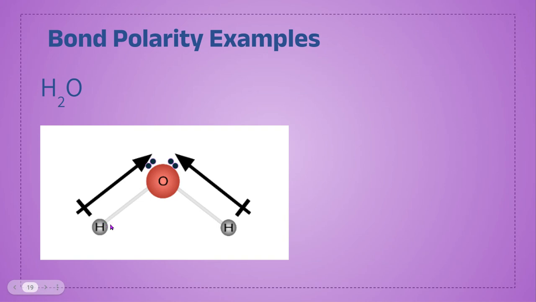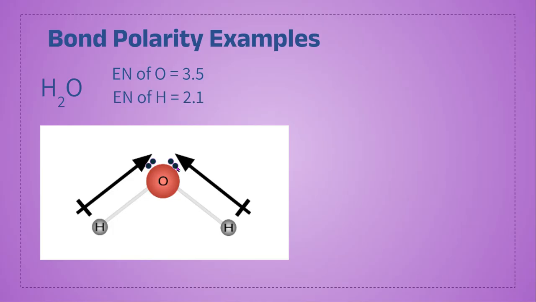Water, H2O. If I drew the Lewis structure for water, I would have a single bond between each hydrogen and the oxygen, and then remember we would have two lone pairs of electrons up on the oxygen. You'll see water drawn like this because this is a better representation of the true shape of a water molecule. That's what we're going to be talking about in our next lesson, molecular geometry and shapes.